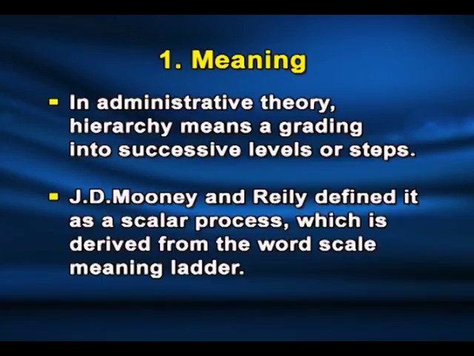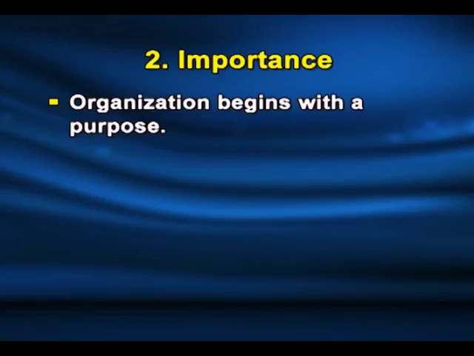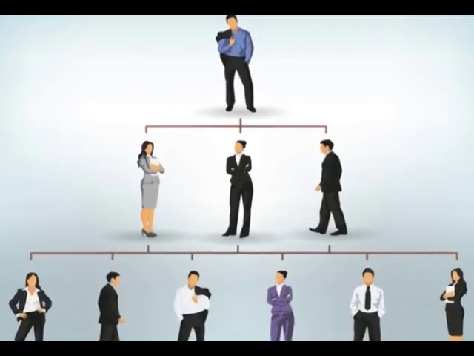G.D. Mooney and Riley defined it as a scalar process, which is derived from the word scale, meaning ladder. Just as there are steps in a ladder, there are several levels in hierarchy. The importance: organization begins with a purpose. In order to achieve that purpose, it divides its job into various functional units. These units are further divided into subunits until it reaches the base.